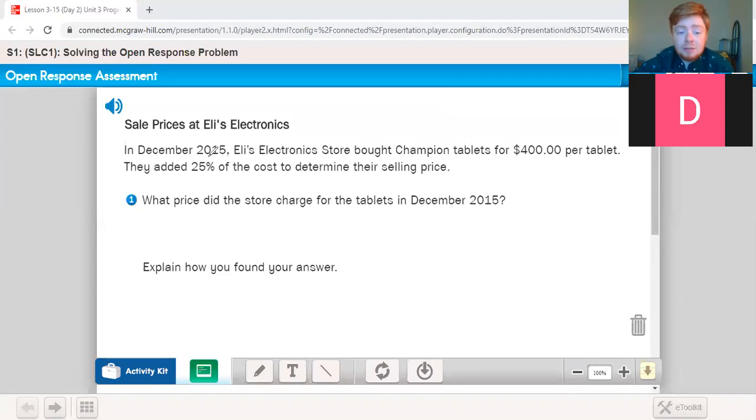In December 2015, Eli's electronics store bought Champion tablets for $400 per tablet. They added 25% of the cost to determine their selling price. What price did the store charge for the tablets in December 2015? Explain how you found your answer. So, first, can anybody tell me what 3 things I should underline or circle in my sentence up here? What 3 things should I be underlining, C1?